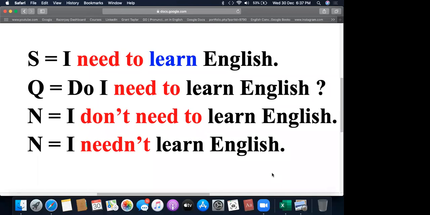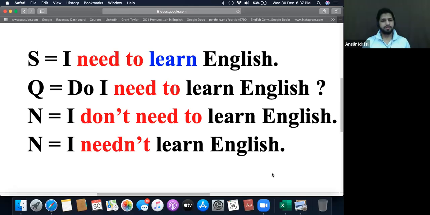Yes. I need to take care. Do I need to take care? I don't need to take care. Good. I need to learn a verb. Do I need to learn a verb? I don't need to learn a verb. Learn, verb. First form. I need to learn.